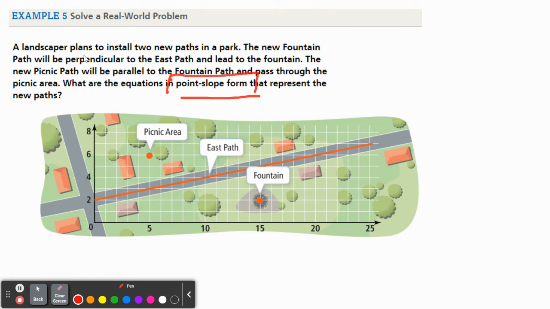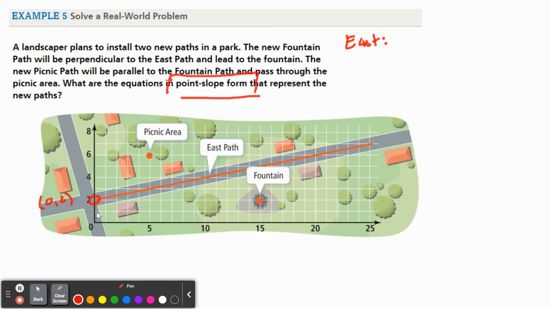the fountain path, and we know that it has to be perpendicular to the east path. So over here, I'm first going to look at the east path. Okay, the east path. Right here, it's this red line, right? So it looks like it has a y-intercept at 0, 2.